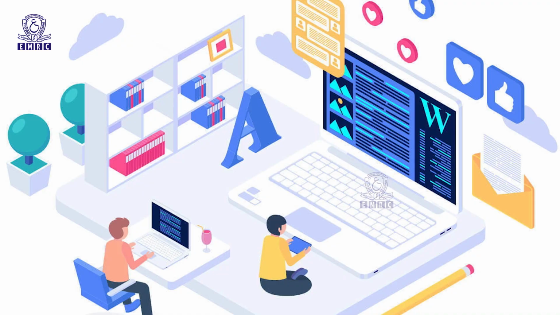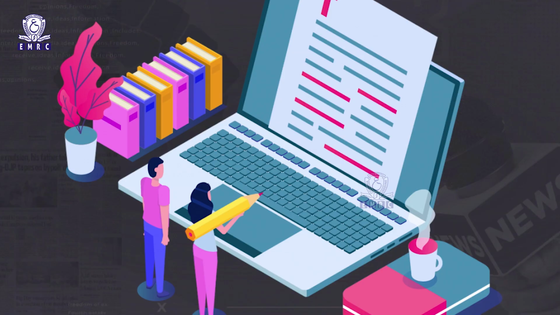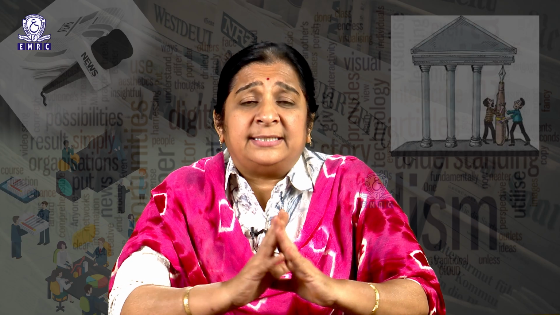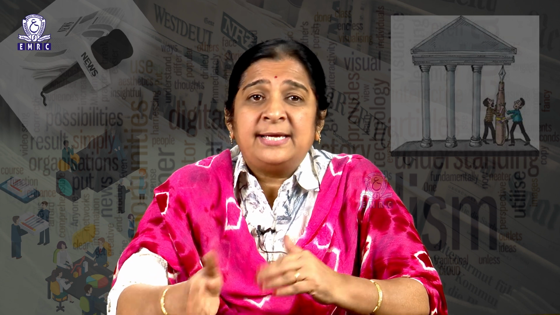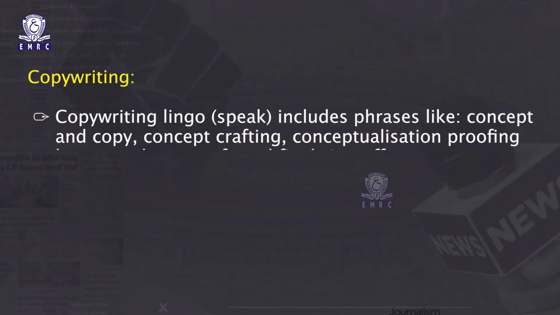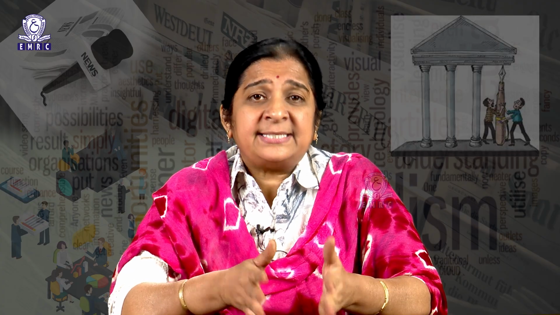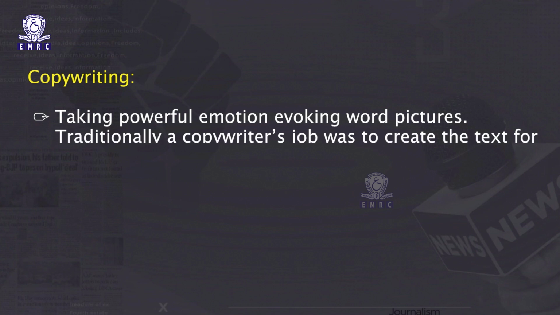In advertising, copy refers to the text or words used in an advertisement. The body copy is the actual paragraph supporting text, adding additional facts and benefits to the headline and greater concept. In the instance of a print ad, where a television ad is concerned, the body copy would manifest in dialogues, the announcer's script, etc. Copywriting lingo includes phrases like concept and concept crafting, conceptualization, proofing, layouts, color proofs and final sign-off. Copywriting basically means taking powerful, emotion-evoking word pictures.